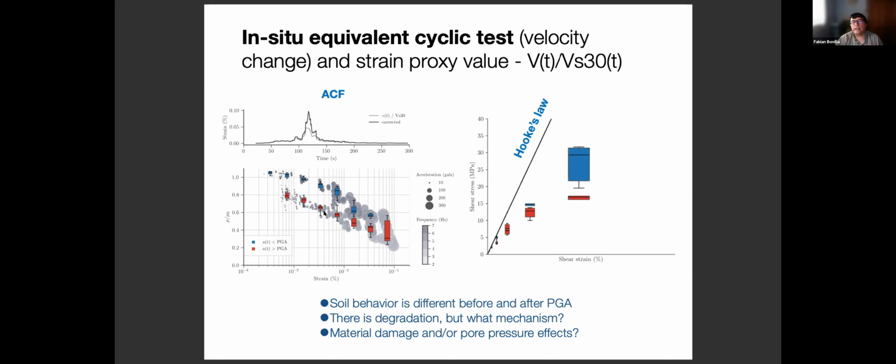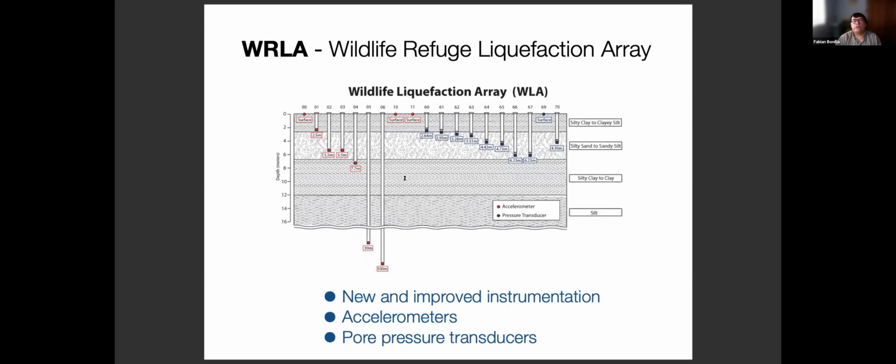And if you put this as a stress-strain phase, so you have Hooke's law, and then in blue, you have the loading phase up to the PGA. And then you have the recovery phase, which is in red. So the question is, basically we don't have the same path in the recovery. So there is degradation. The thing is, what is the cause of this degradation? So we take advantage of the Wildlife Refuge liquefaction array. This is the new one where we have some accelerometers in there. And also we have some pore pressure transducers.